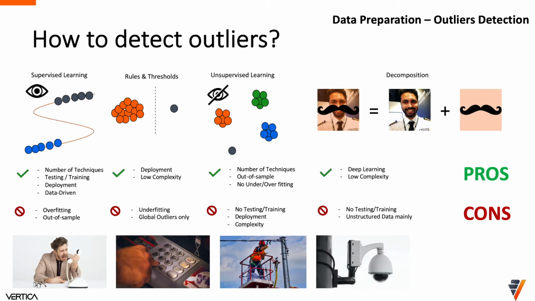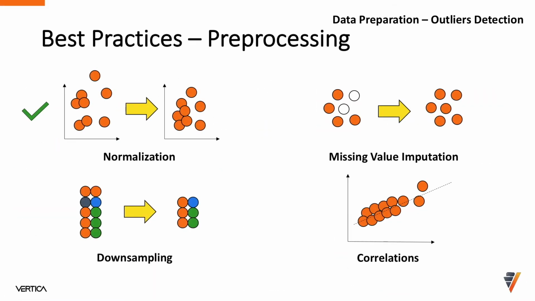Different use cases have different requirements and different time constraints. We will see more deeply all of those in another video. But let's now see some best practices for preprocessing. Normalization can be used in all outlier detection use cases. It can even help detecting some of them.